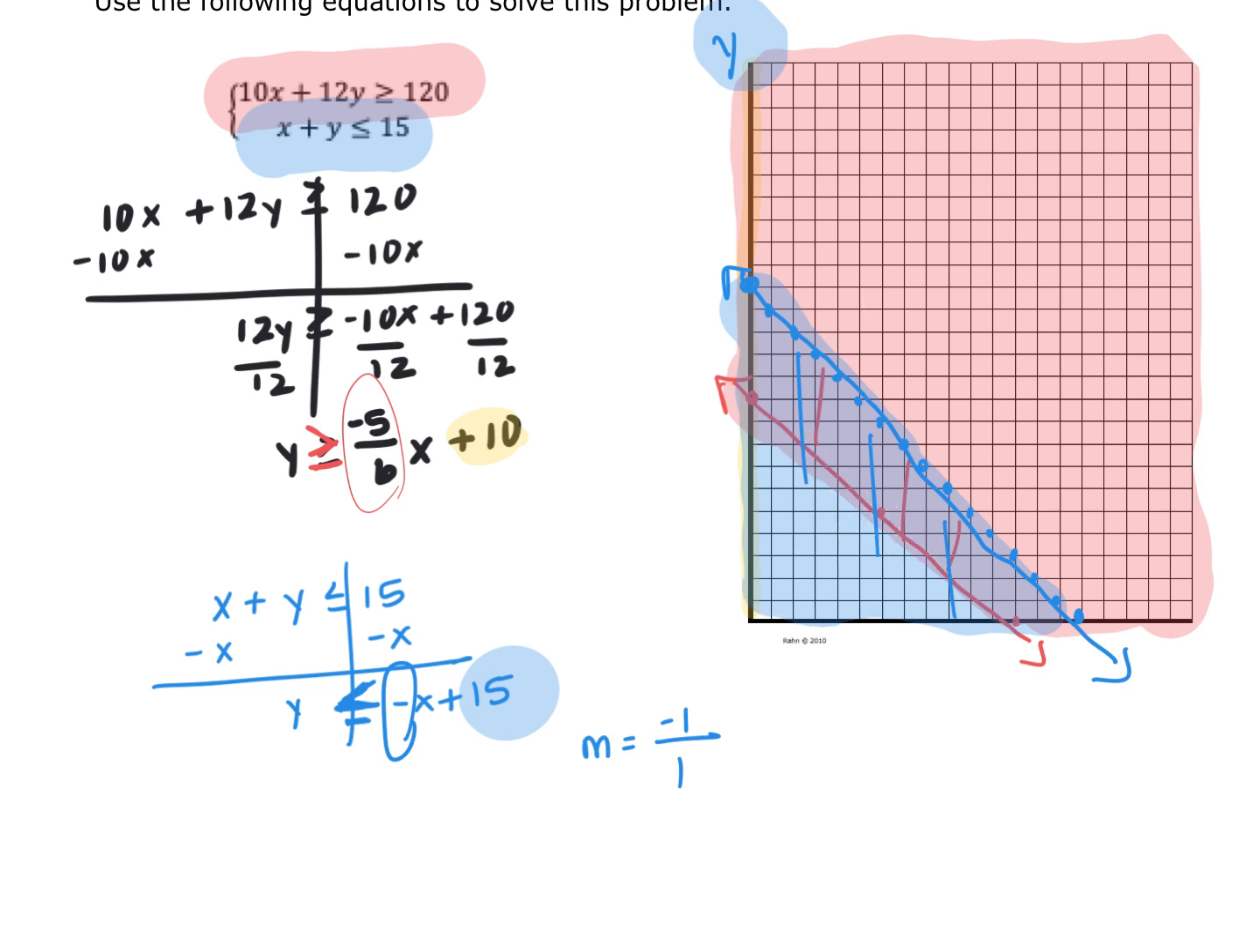Okay, so my solution for this one, how many hours he can work for each one of them to make at least $120. If he were to fall, whoops, that's not what I wanted to do. If he were to fall between this line and this line, that's where they overlap. So that's where our solution would be, where that purple area is.